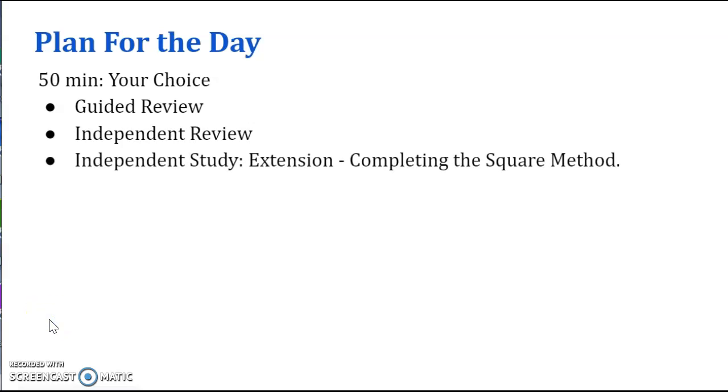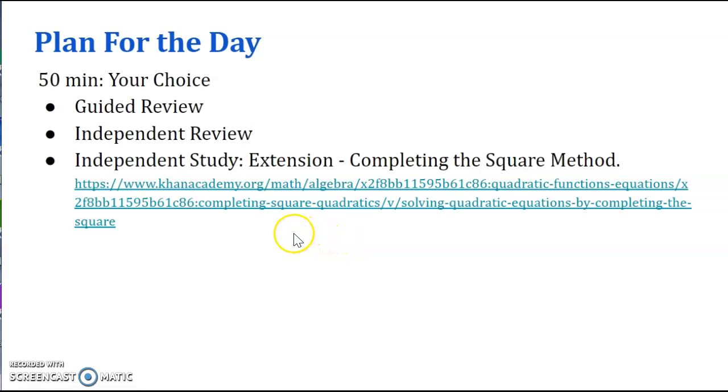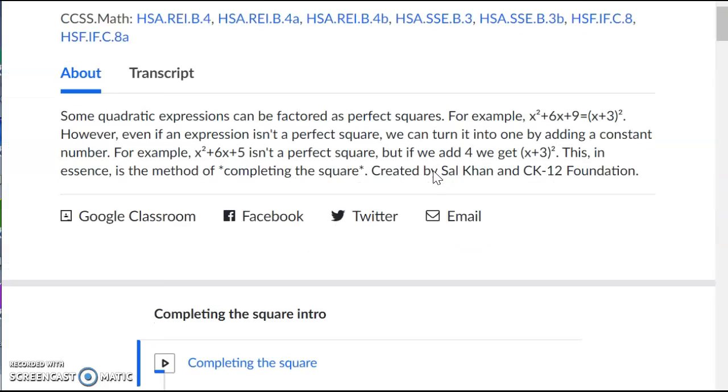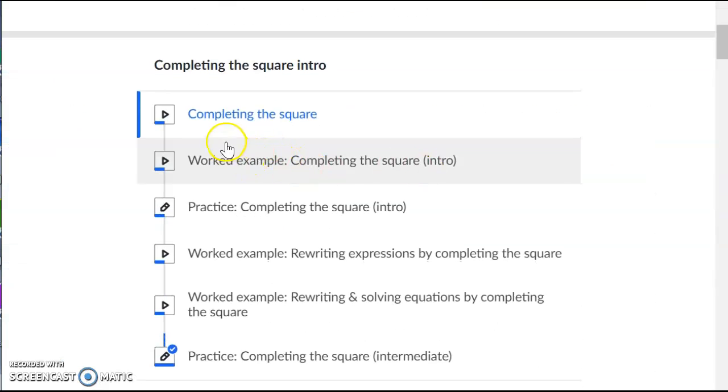And the last option is for those who would like to go farther because you feel pretty confident with the material so far. You're going to do independent study of an extension, the completing the square method. So to do that, I have a link. It's a Khan Academy link. It's pretty good. Okay, so if you go to this link, it's going to get you started by watching this video, and then there are a whole lot more. There is a completing the square video, worked out example, and then there are some practices and so on.